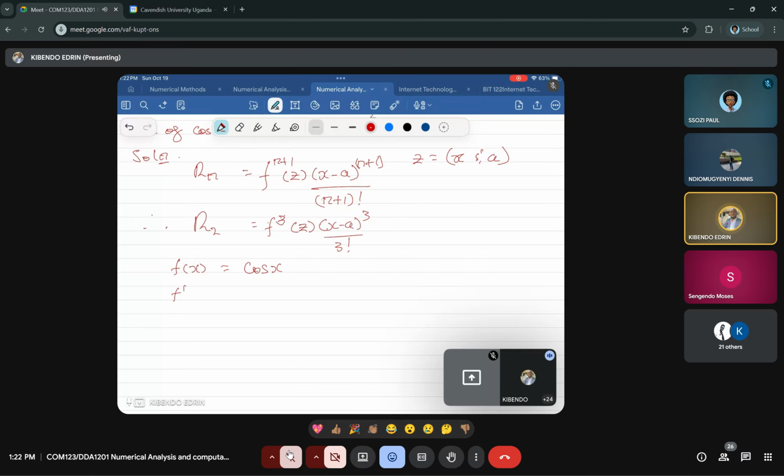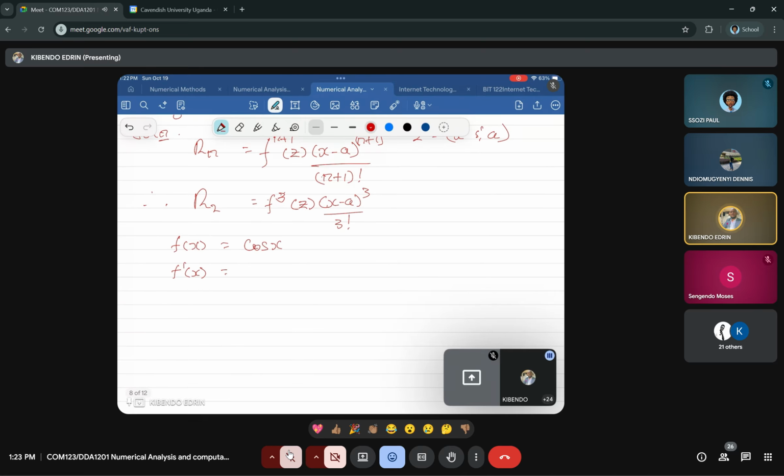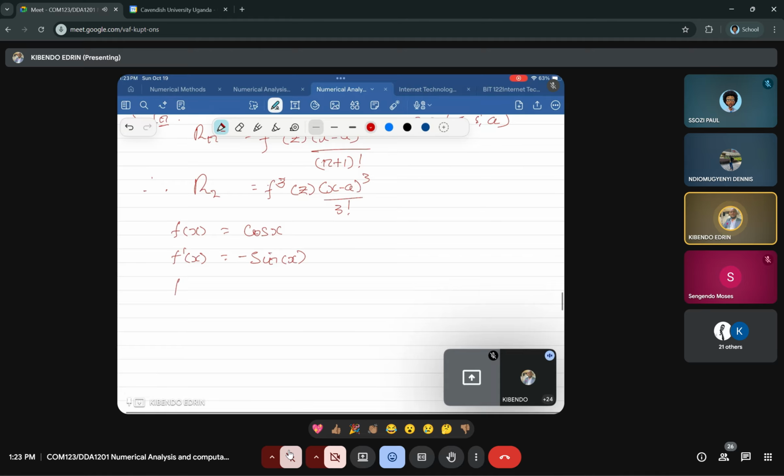So the F of 1, first derivative of cos X, that's negative sin X. Yes. Then we need to get the second one. That becomes negative cos X.